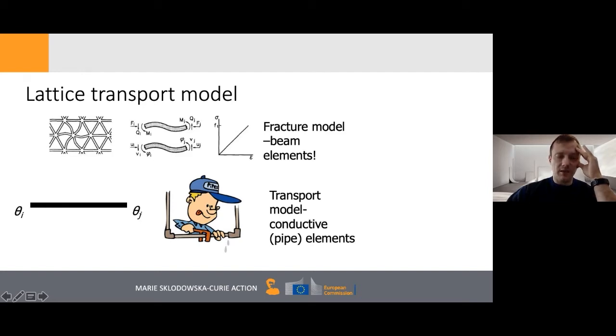Now, transport is similar and to a certain extent simpler, because instead of discretizing a material as a set of beams, we discretize it as a set of pipes. And these pipes, which are conductive, have one degree of freedom, which is a scalar variable at the end. When we connect these pipes in a 3-dimensional space, we can have a 3-dimensional transport model. As is shown here, transport is going through 1-dimensional pipes in a 3-dimensional domain. So we simply use 1D elements to discretize a 3-dimensional space.